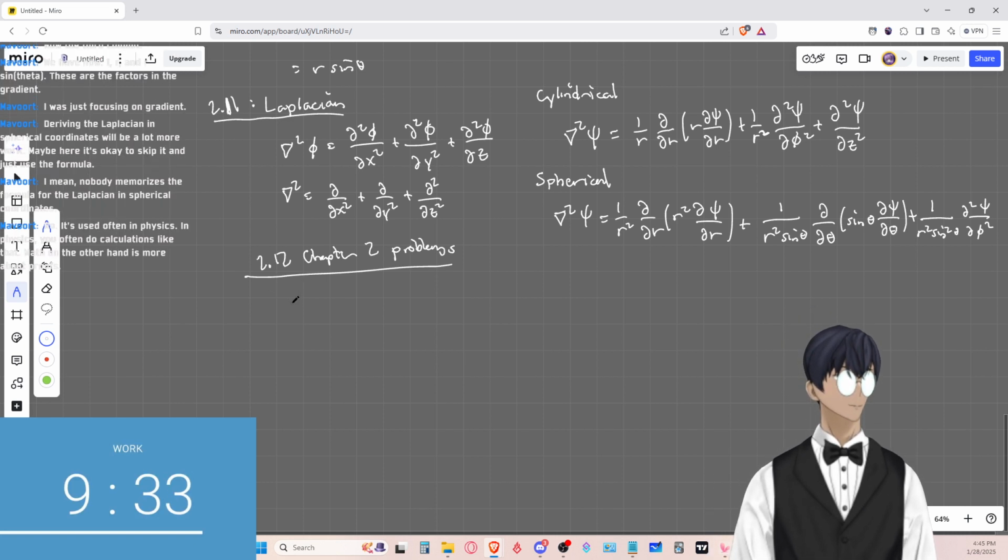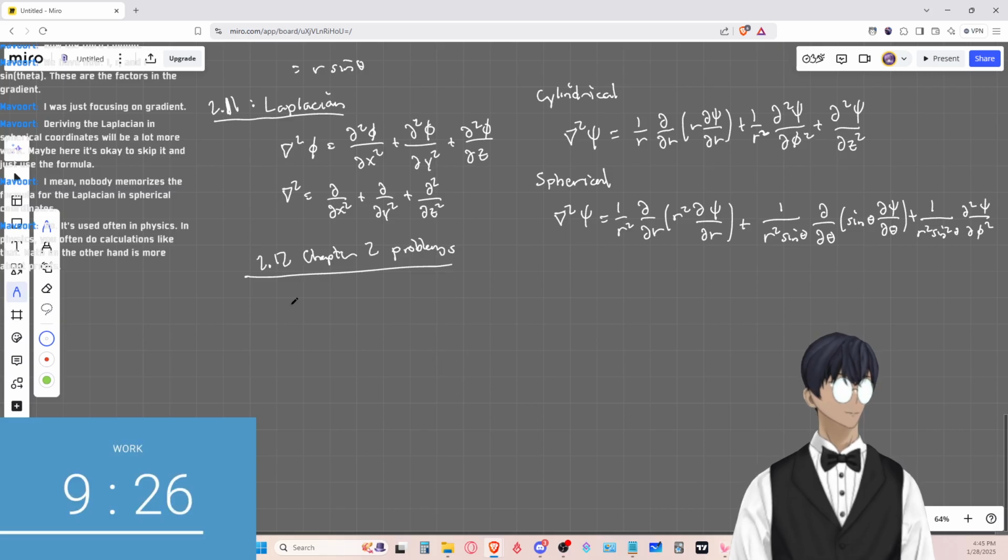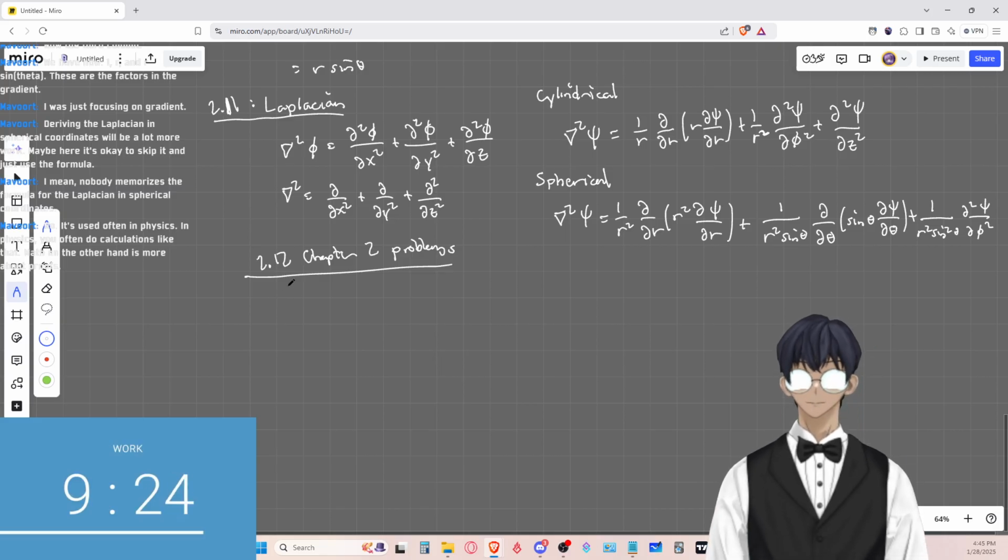No, it's used often in physics. In physics, you often do calculations like that. Math, on the other hand, is more about proofs. Yeah, that's true. That's true.